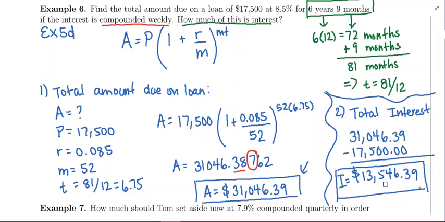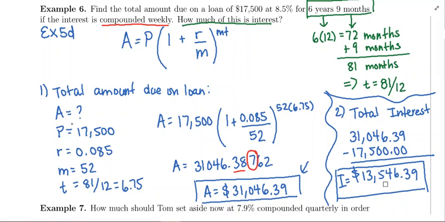Example 7. Before we do that, real quick, let me remind you, and this applies not only to example 6, but to everything: this is money. This is something we are all familiar with. We use money every day. When you're solving any type of problem, just try to reason through it. Is this a sensible answer? Like when we did the total amount due on the loan, $31,046.39, that is a number bigger than 17,500.